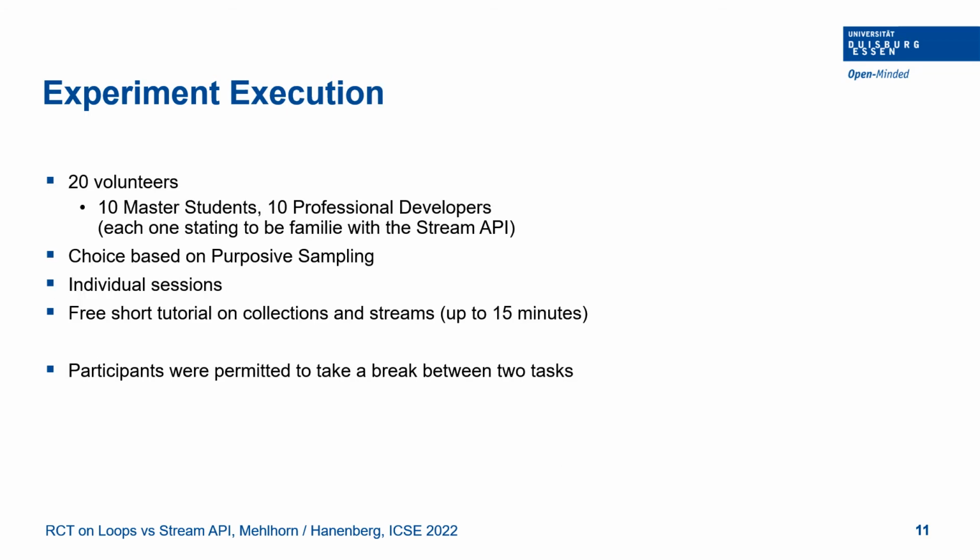How did we execute the experiment? As said, we had 20 volunteers, 10 master students, and 10 professional developers. Each one told us upfront that they were familiar already with the Stream API. And the choice was just based on purposive sampling, which means that we try to get those ones that were somehow available.